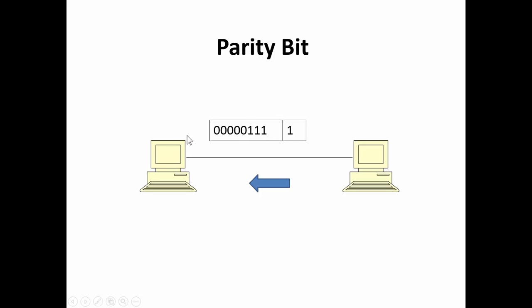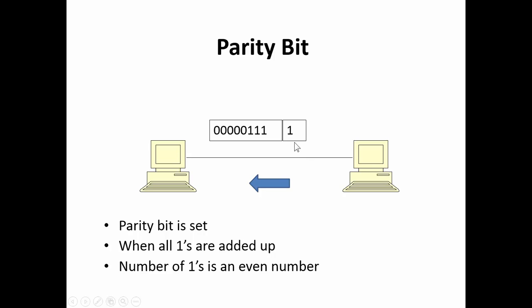What we do is for each 8-bit byte, we add a 9th bit, or should I say the computer's operating system adds a 9th bit called the parity bit. The parity bit is set to 0 or 1 such that when we add up all 9 bits together, we get an even number of ones. So in this situation, we had an odd number of ones, so the parity bit is set to 1 to give us an even number of ones.